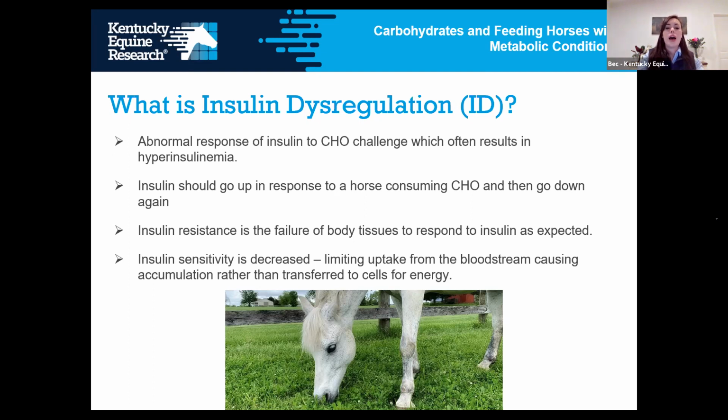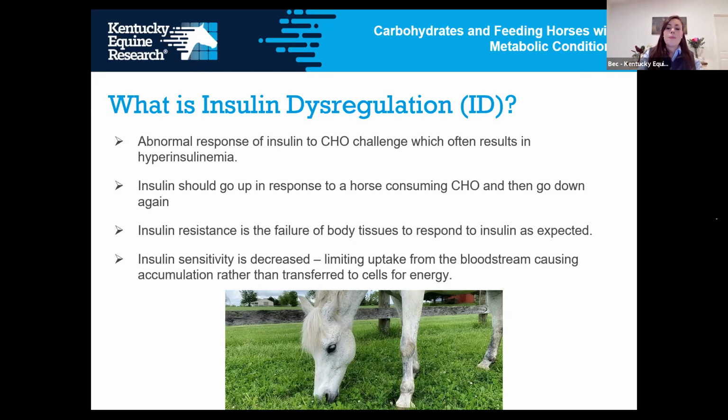And when cells become resistant to this insulin, more insulin is then secreted in order to achieve the same effect and keep that blood glucose concentration within its normal limit, or try to keep it within its normal limit. And in really severe cases, this insulin becomes ineffective at clearing this glucose from the blood, and the glucose remains really, really high. And this is what we then term hyperinsulinemia. This prolonged hyperinsulinemia then influences long-term health and has a role to play, like we've just looked at, in laminitis.